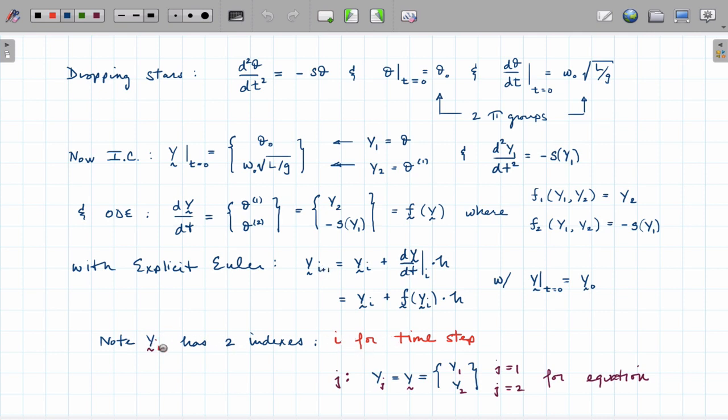So if we were to color code this, make the i here the color red, we're going to see that we have one index that's going to indicate which time step we're on. But this squiggle underneath the y indicates that this is actually more than one value. It's a vector of values, one for each first order differential equation, one for theta and one for theta prime. And so we are going to have actually another index. We might indicate it with j, and j can equal 1 or 2. If j equals 1, we're talking about the y1 equation, which is the equation for theta. And if j is 2, we're talking about the y2 equation, which is the equation for omega.